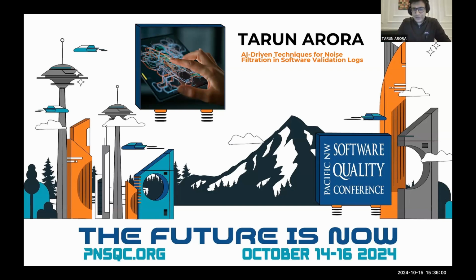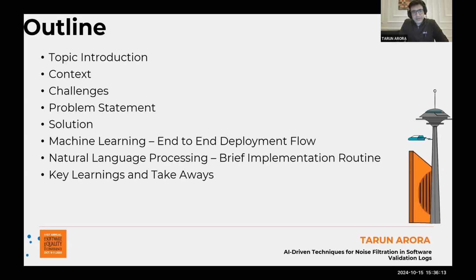So the topic is pretty much clear, right? We will be talking about AI-driven techniques for noise filtration in the software validation logs. This is the outline. We'll be talking about the topic in a bit of detail. I'll give some more context: what is the background, from where this topic is coming in? Some high-level challenges, problem statement, solution, machine learning flow, learnings and takeaways.